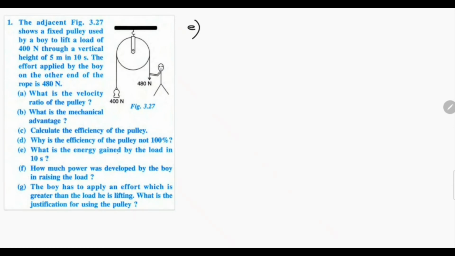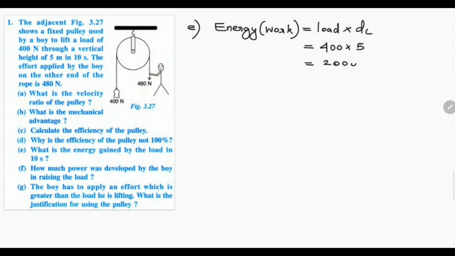E part is what is the energy gained by the load in 10 seconds? Energy is nothing but equal to work done. Please remember that. So same formula. Work is force into displacement. In this case, force is the load, and displacement is the displacement of load. So load is given to you as 400 newtons. Displacement of load is given in the question as 5 meters. Hence, the energy gained by the load is 2000 joules.